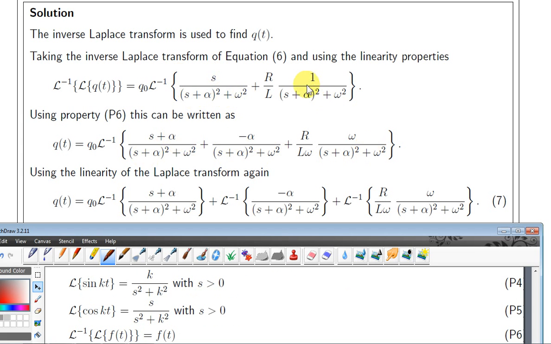What about this fraction over here? Well, we use this rule here. We have a 1 on top, so we need to change that to omega, because the constant in the denominator is omega squared. Comparing to this, the constant is k squared, so we have to have the square root of it on top. So if we have omega squared underneath, we must have omega on top, so we can apply this rule here. But if we stick omega on top of this, we have to divide by omega. Now let's take the inverse transforms using linearity.